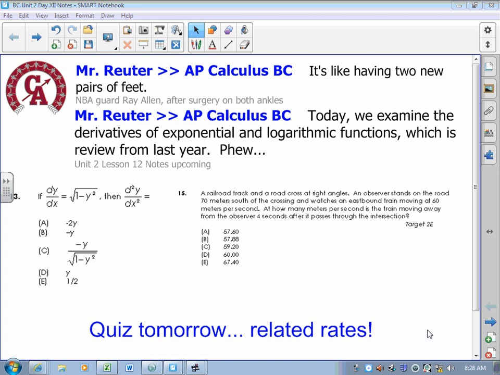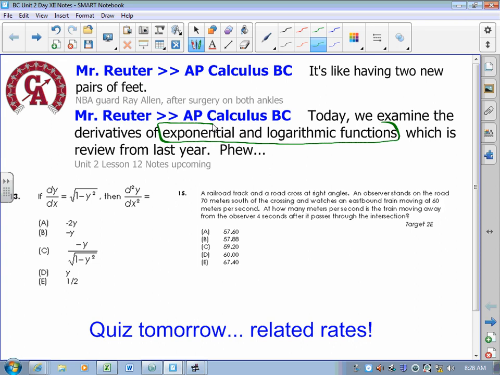All right, time now for the last official lesson of Unit 2. This one deals with the derivatives of exponential and logarithmic functions. Again, Unit 2 is a unit on differentiation. It's a unit on how we crank out derivatives. And so today we get to visit two of our old friends, exponential and logarithmic functions.